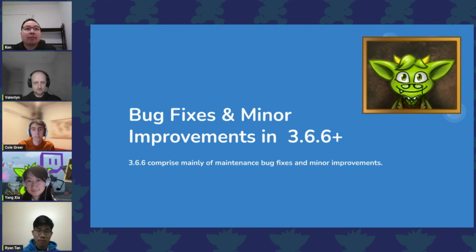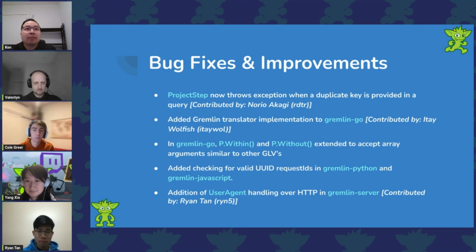For 3.6, once again, this has also mostly been a maintenance release, but there are a couple of bigger changes that we thought were worth noting here. So first of all, we have some changes to the project step. The project step now throws an exception if you provide duplicate keys in it. This is because it's producing a map. It's sort of nonsensical to have duplicate keys in a map. You can only have one item per key. So that would lead to some weird behavior if anyone accidentally put duplicate keys. So an exception has been added to this case. This was contributed by Norio Akagi.